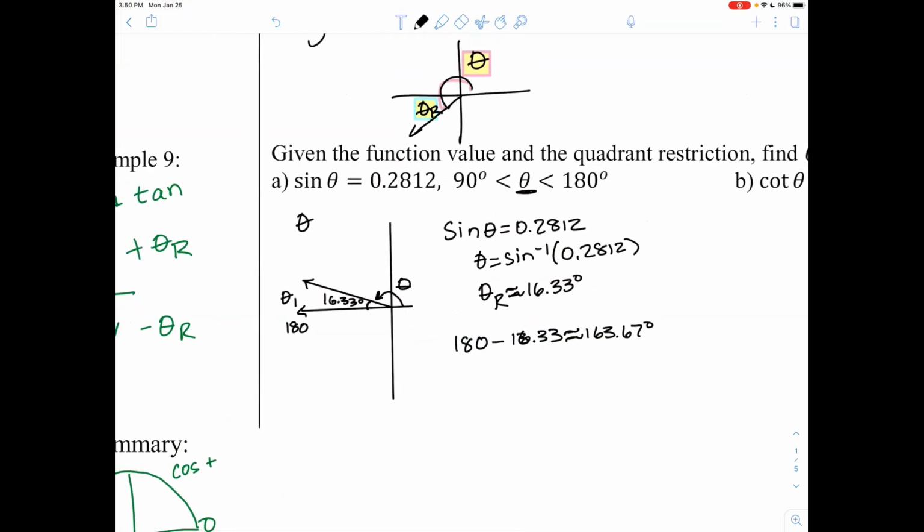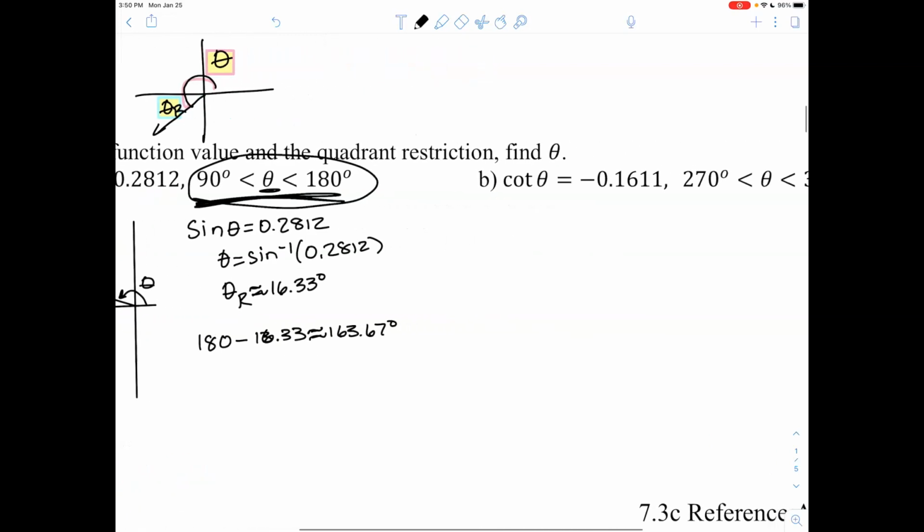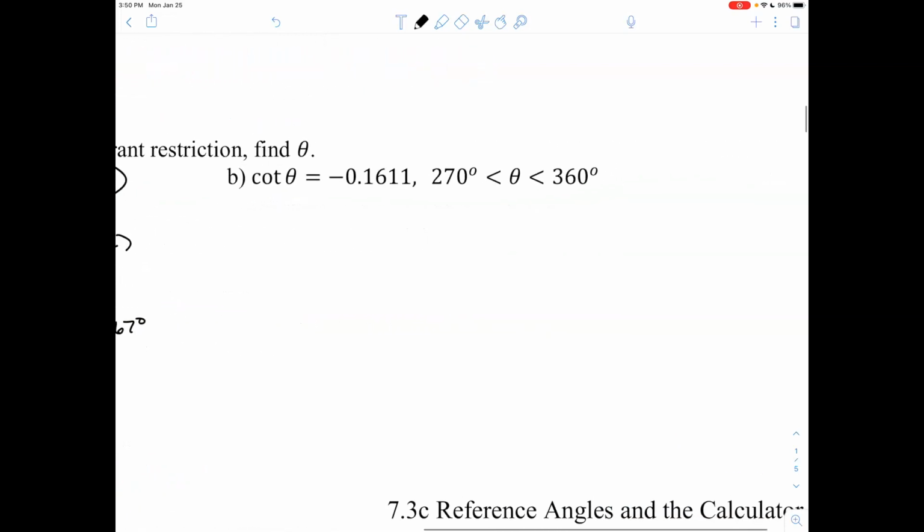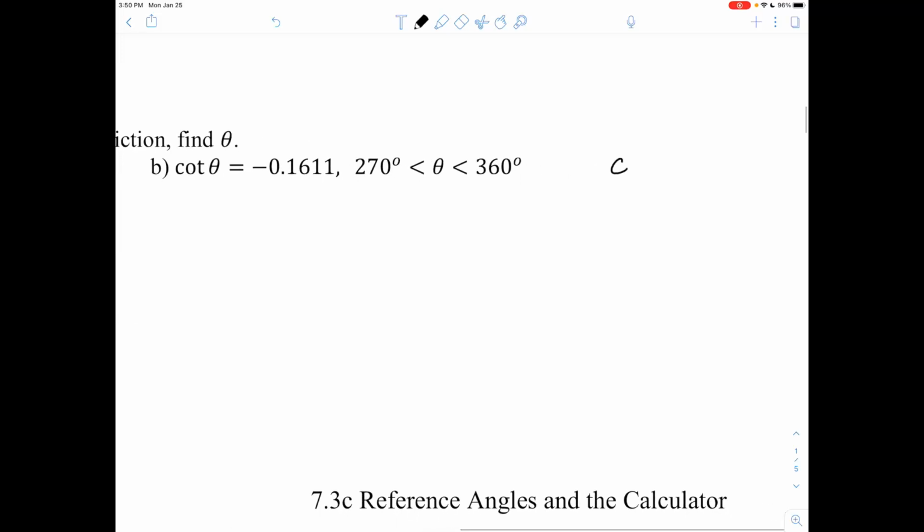The calculator gave you theta reference, so you have to engage your brain. The calculator can't think about that measure for you within that restriction. Okay, so let's look at this next one. I think I'm going to do another one with cosine, just so you can see what happens when the calculator gives you an answer in quadrant 2, and I want an answer in quadrant 3. Let's work on this one.